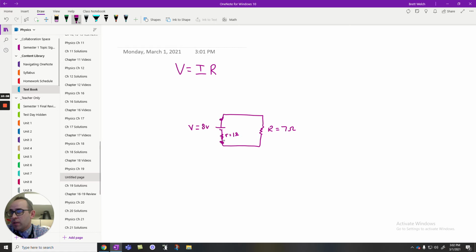I've got a 7 ohm resistor, but I've got this internal resistance of 1 ohm. So the first question is, how are these resistors connected? Are they in series or are they in parallel? Well, because there's not a junction that gives me choices or paths to follow, it's one big cycle all the way around, right? There's not multiple paths. That would make them in series. And so the equivalent resistance for this circuit would be 1 plus 7, or 8 ohms.